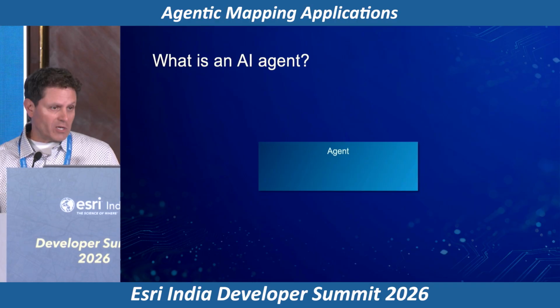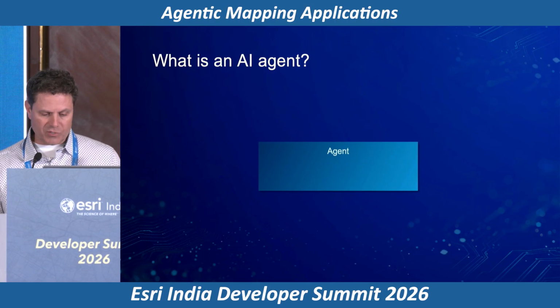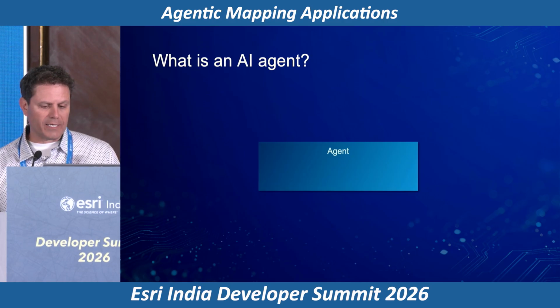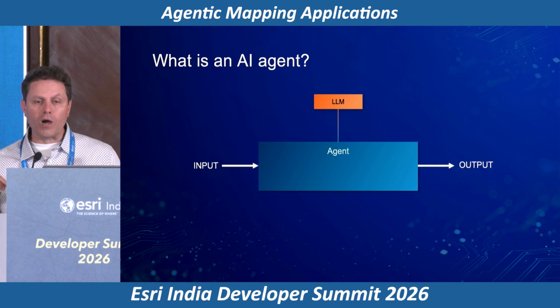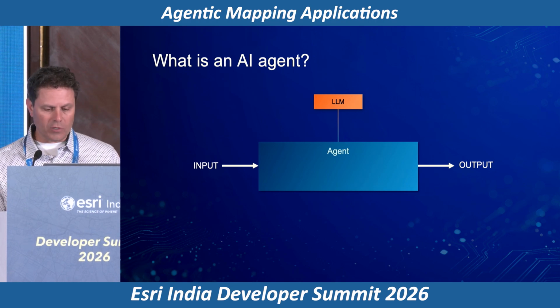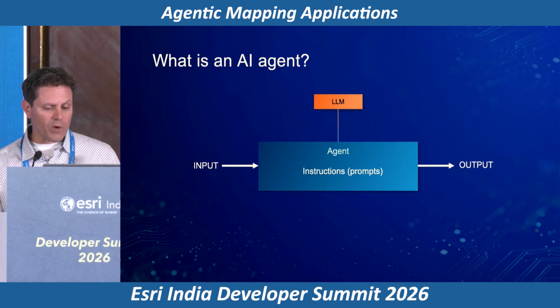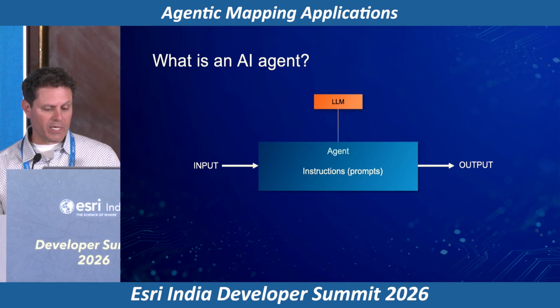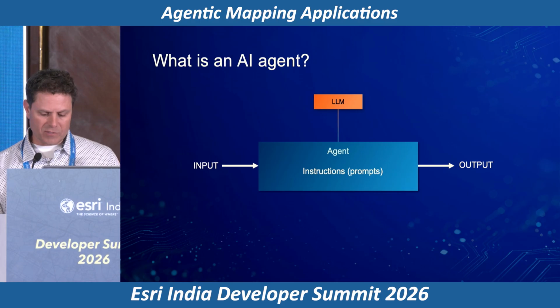This is a bit of an oversimplification, but I think it's relevant and helpful for us to use as an example. Agents are connected to large language models, allowing them to understand natural language. You then tell it what it's supposed to do, and we call these prompts or instructions. So there is an input, there is some processing that happens, and then there is an output.